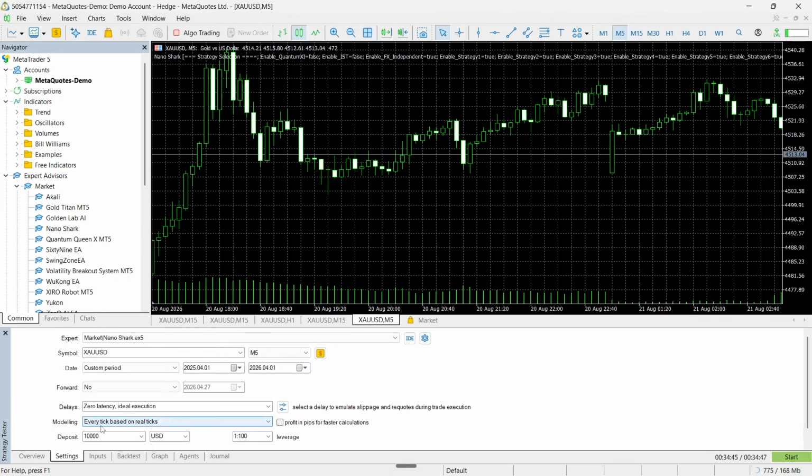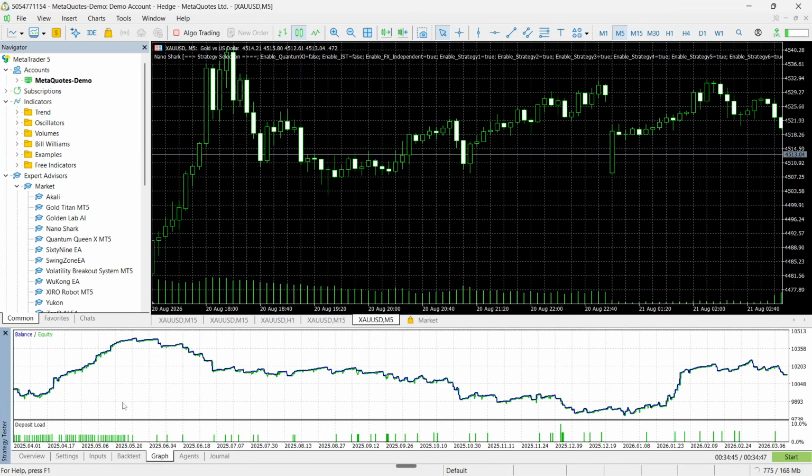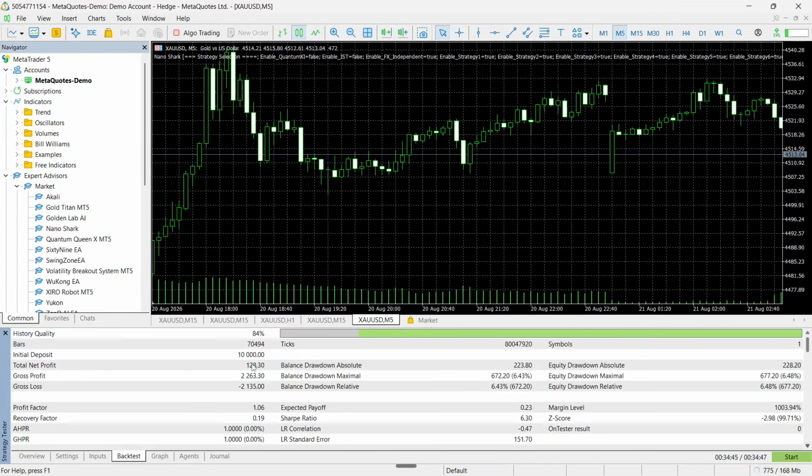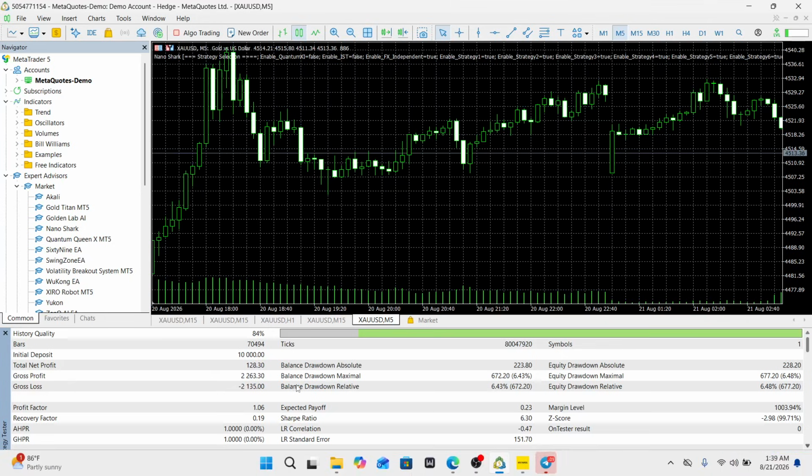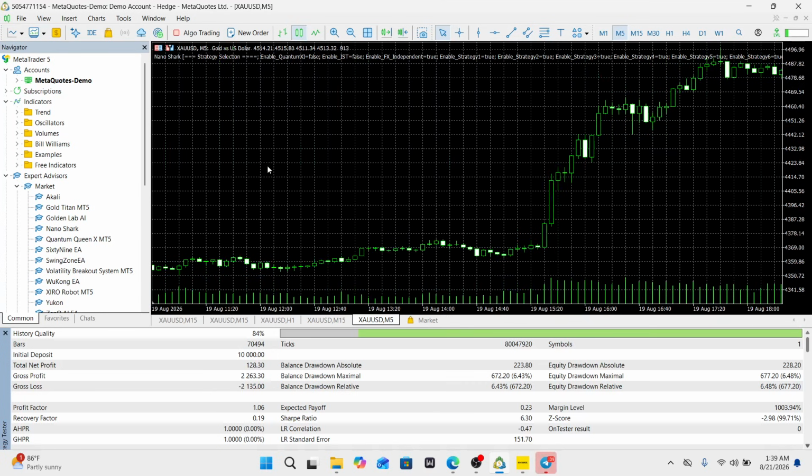On a 10K account, the equity curve is a bit choppy, as you can see, and ends near break even with only a small net profit, as you can see in the results here, of just $128. The profit factor is at 1.06 and maximum relative drawdown is roughly 6.5%. This type of result indicates that under the tested settings and period, the multi-strategy combination did not produce a strong net edge after costs. Multi-time frame price action systems can generate frequent signals, but they can also produce overlapping or conflicting trades that cancel each other out or create noise.